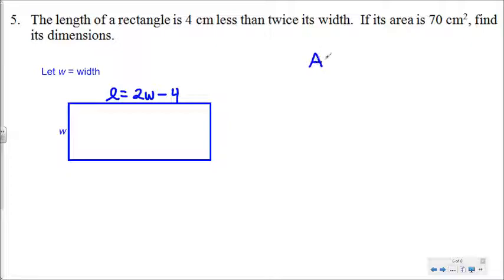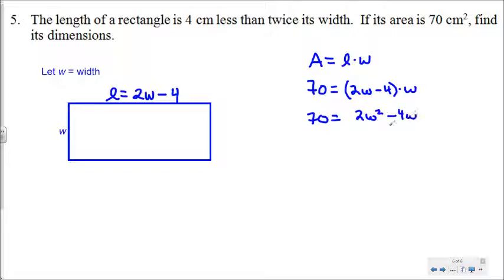Well, it says the area of this rectangle is 70 square centimeters. So you have to recognize that the area of a rectangle is the length times the width. So in this case, the area, which is 70, would equal the length, which we have already determined to be 2 times the width minus 4, times the width. So 70 is equal to 2w squared minus 4w. And when I rewrite this equation in standard form, I end up with 2w squared minus 4w minus 70 would be equal to 0.